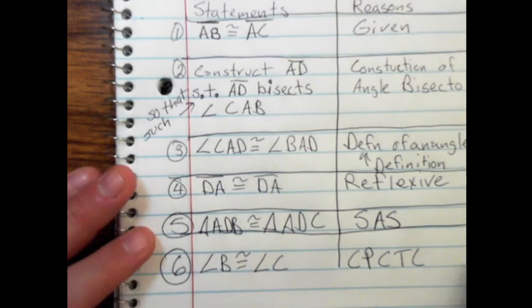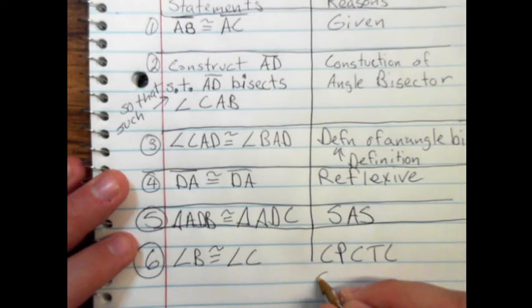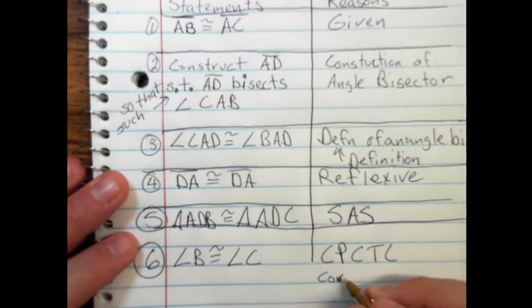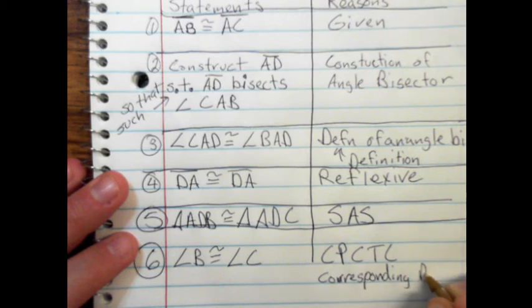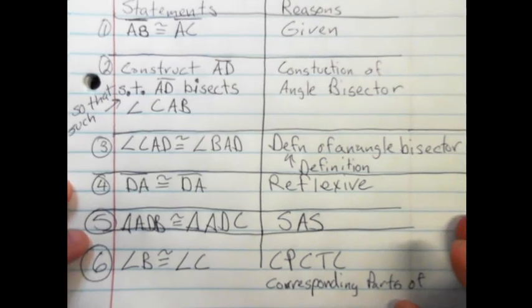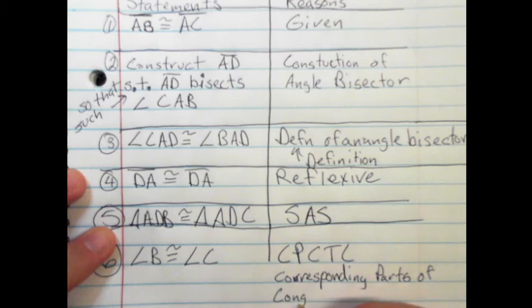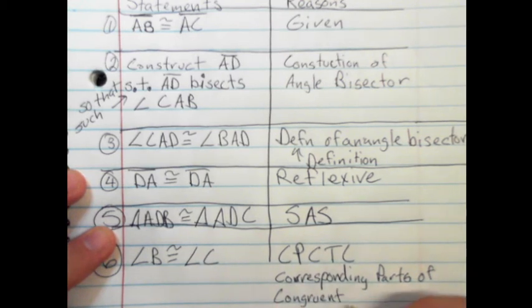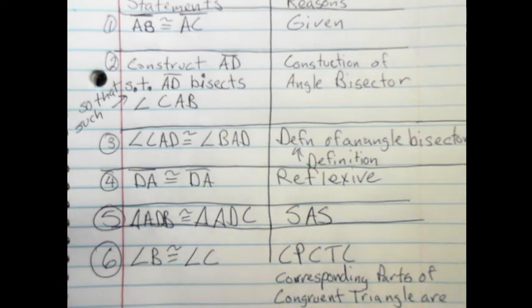Now I'm going to write this out. This is the abbreviation, but that stands for corresponding parts of congruent triangles are congruent. Okay, so corresponding parts of congruent triangles are congruent.